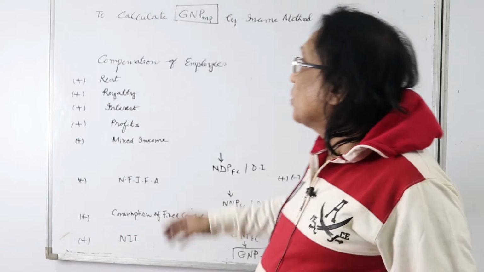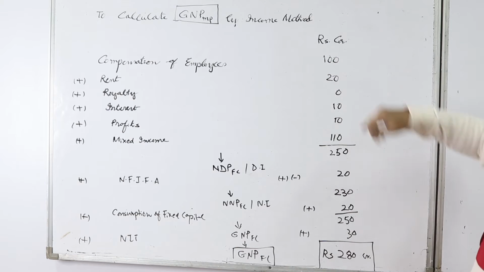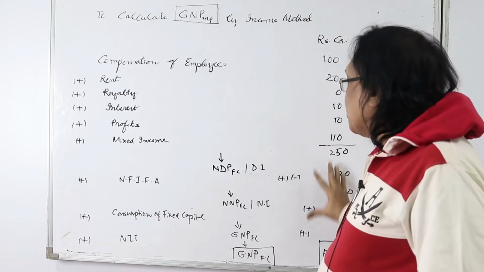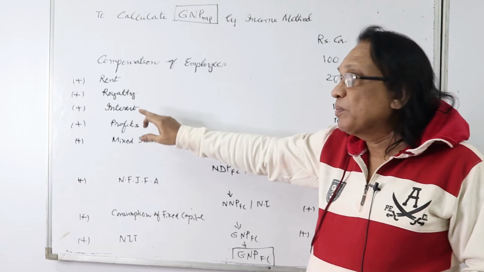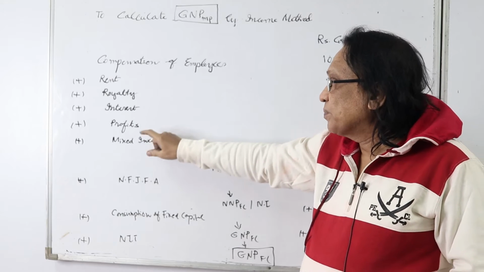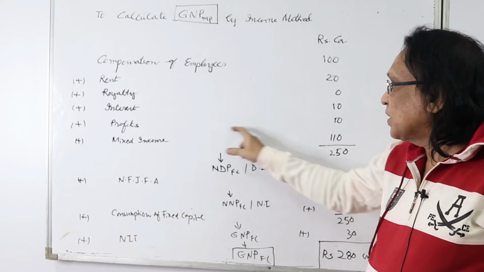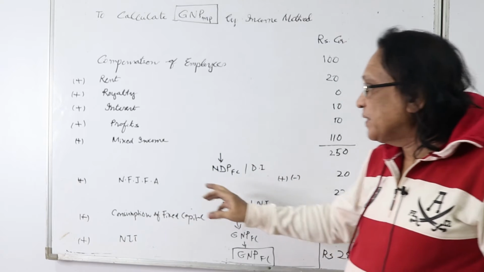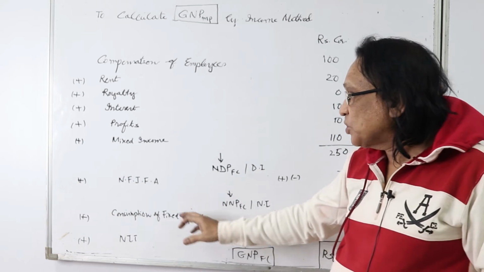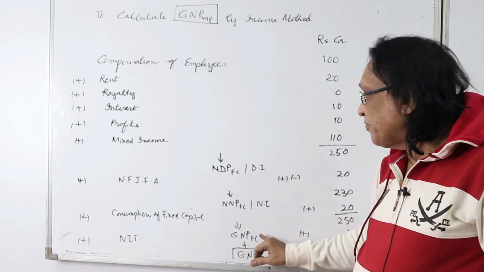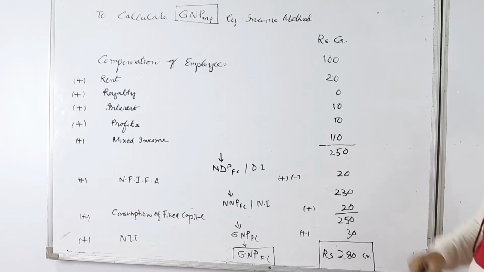Look at this one here, what we did to calculate GNP at market price by the income method. Don't forget to write rupees in crores. Compensation of employees, to this you add rent plus royalty plus interest plus profits plus mixed income of self-employed. When you add up all these, you get NDP at factor cost, which is domestic income. To this you add net factor income from abroad, you get NNP at factor cost or national income. To this you add consumption of fixed capital or depreciation, you get GNP at factor cost. To this you add NIT, you get GNP at market price. We did nothing, we just picked up the values from the sum.